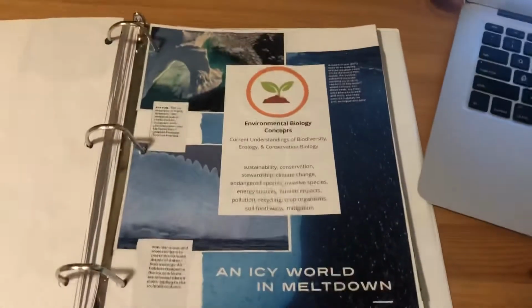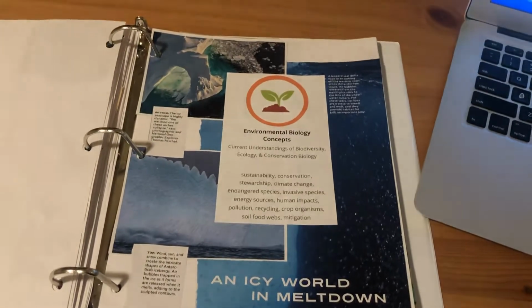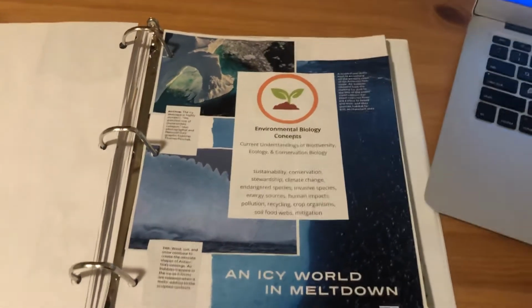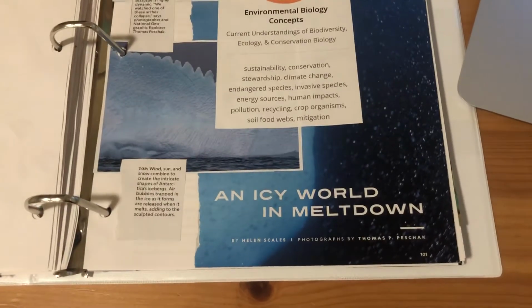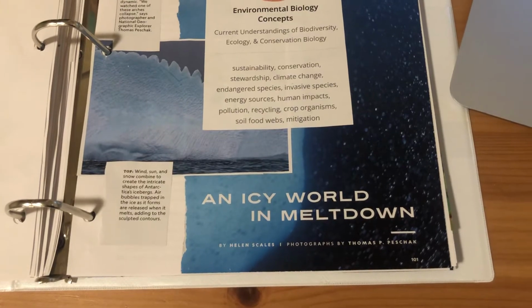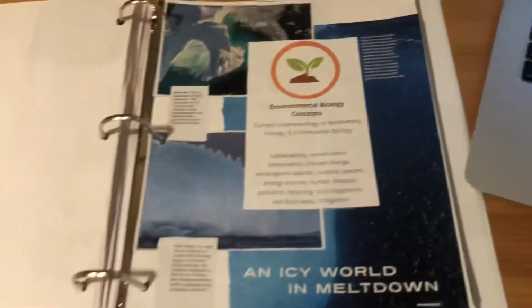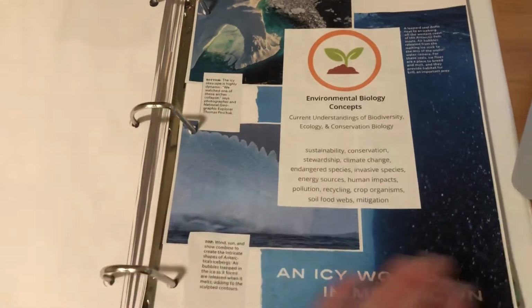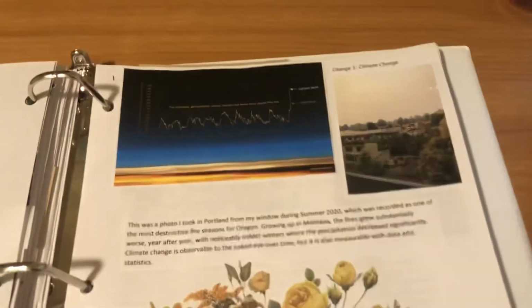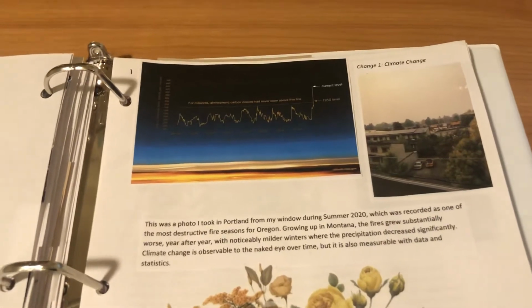All right, so now we're into environmental biology. Starting with environmental biology concepts, this imagery felt very applicable because the title of this National Geographic article was an icy world and meltdown, and then we have these different images of the polar ice caps. So obviously very topical to environmental biology concepts, so I thought that would be a good way to start this section.